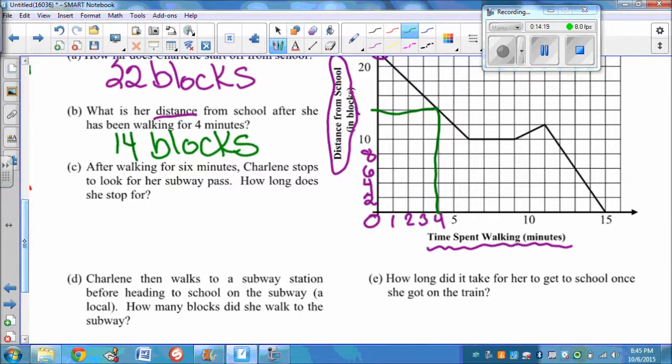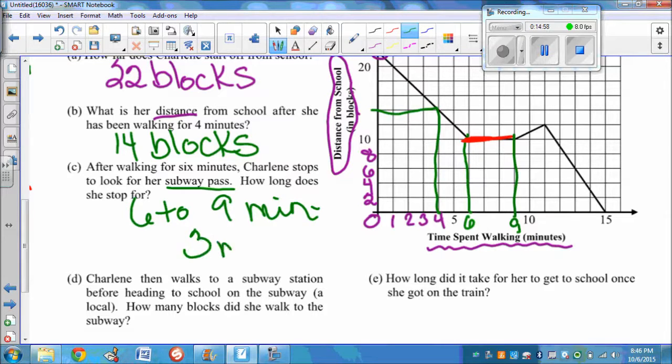Part C says, after walking for 6 minutes, Charlene stops to look for her subway pass. So it's 6 minutes, go meet the graph, and you can see what's happening here. It's leveled off. So she's not getting closer to school. She's standing there looking for her subway pass. It says, how long does she stop for? From 6 minutes down here to 9 minutes, so that's a total of 3 minutes is how long she's stopping for.